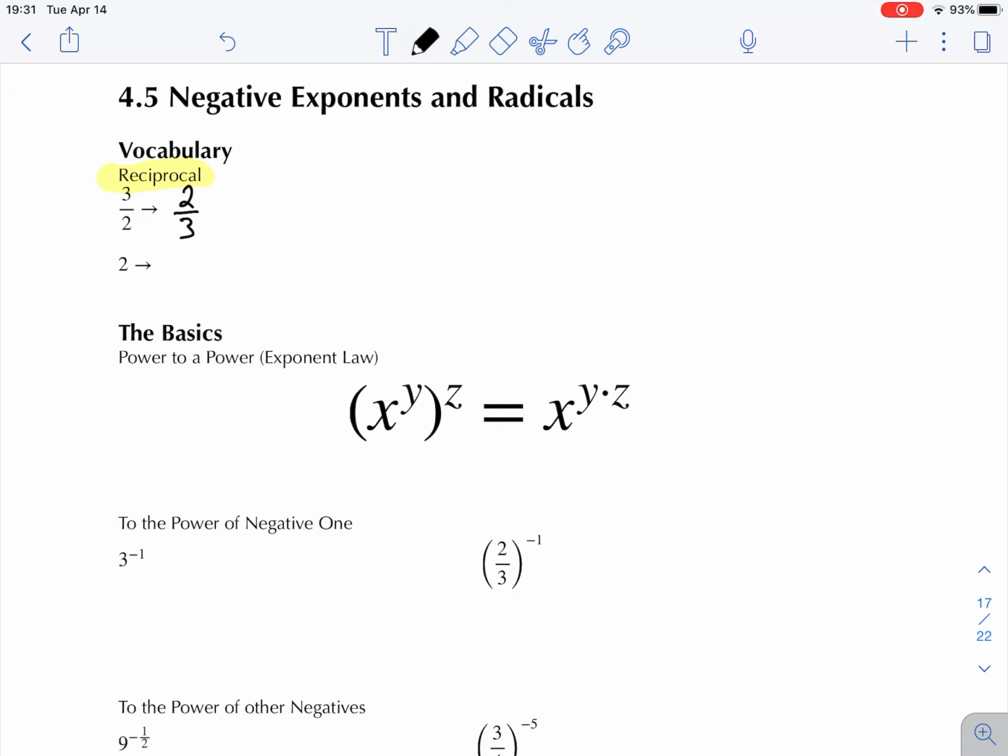Now, what's the reciprocal of just a whole number 2? Well, if you remember, the whole number 2 can be written as a fraction of 2 over 1. Therefore, the reciprocal of that will be 1/2. When we take 2 over 1 and we multiply it by 1 over 2, we get 2 over 2, which is equal to 1. So remind yourself what a reciprocal is.